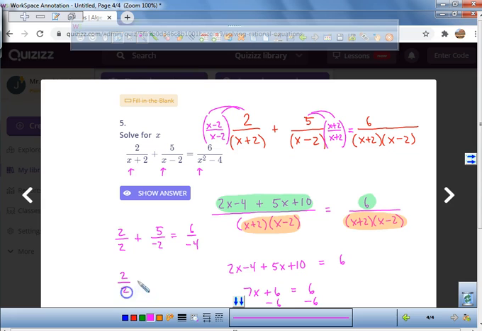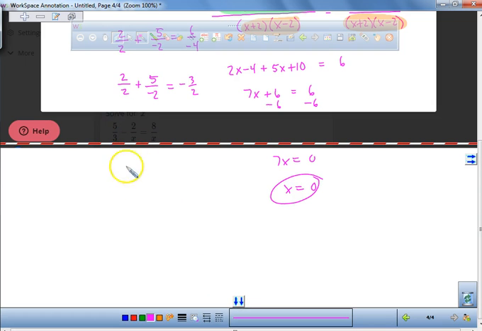Is 2 over 2 plus 5 over negative 2 equal to basically negative 3 over 2? Let's check. 2 over 2 is 1. 5 over negative 2 is negative 2.5. And a negative 3 over 2 is equal to negative 1.5. And 1 minus 2.5 is negative 1.5. Huh, well, look at that. All that work just to get nothing. Oh, well, I guess that's the answer.